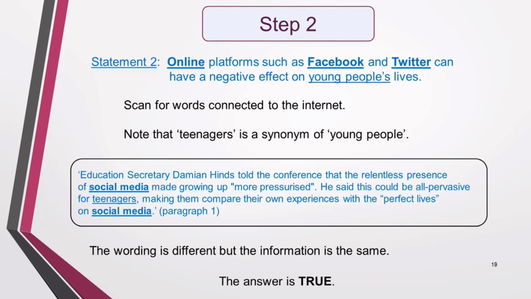However, I now need to decide if the specific information in the text matches that of the statement. The wording is very different, but the text definitely states that social media, of which Facebook and Twitter are a major part, can have a negative effect on young people's lives. So, the statement is true.